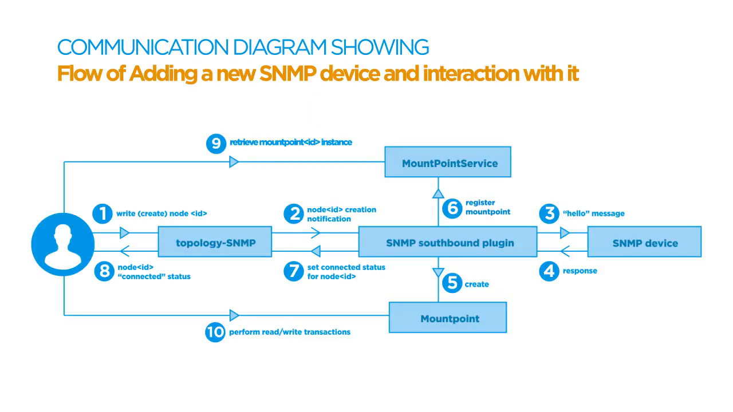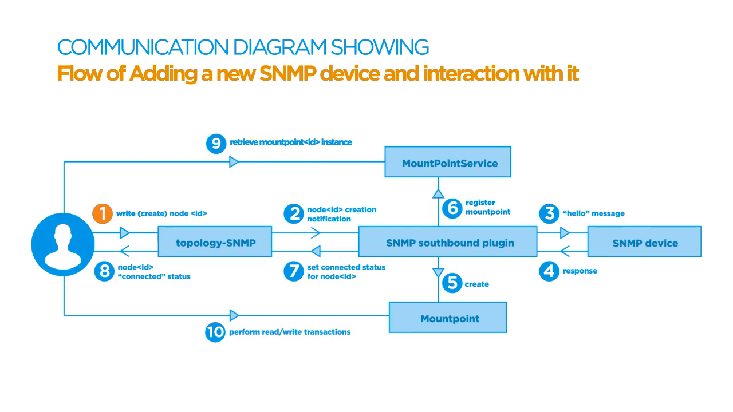In this communication diagram, a very basic interaction with the SNMP Southbound plugin is shown. This example is based on the fact that the device is reachable. So let's go through this diagram. From the user point of view, only steps 1, 8, 9 and 10 are important. The remaining steps happen automatically and are done by the SNMP Southbound plugin.